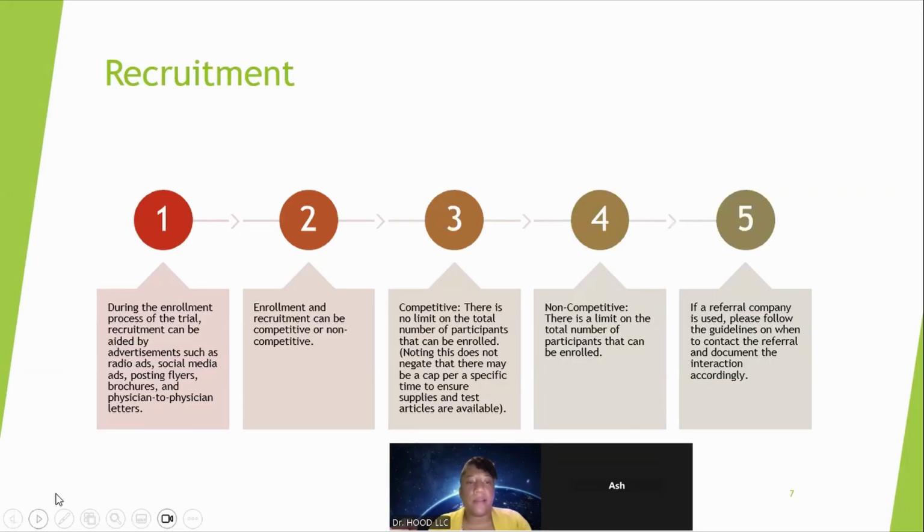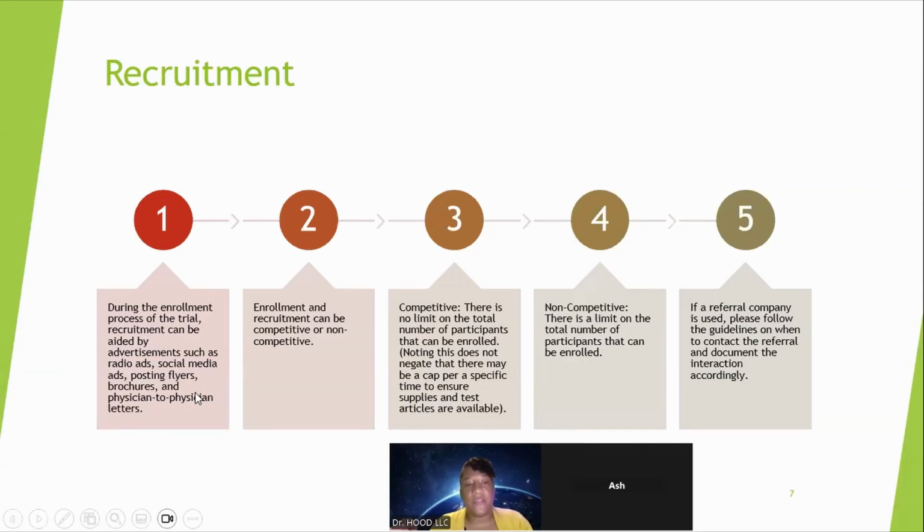Okay, so recruitment. During the enrollment process of a trial, recruitment can be aided by advertisements such as radio ads, social media, and brochures, and all of these documents have to be approved by the IRB. So anything that the patient sees has to be approved by the IRB. So if we're going to post a poster in the waiting room, or put flyers or brochures in the exam room, it has to be approved by the IRB.